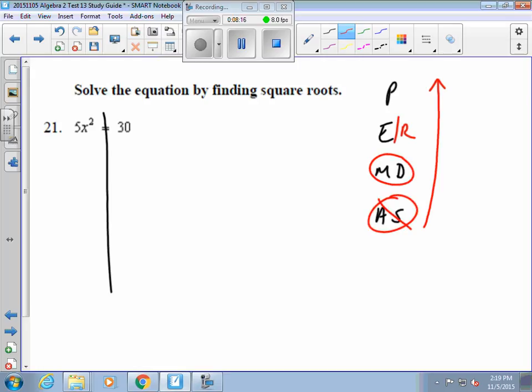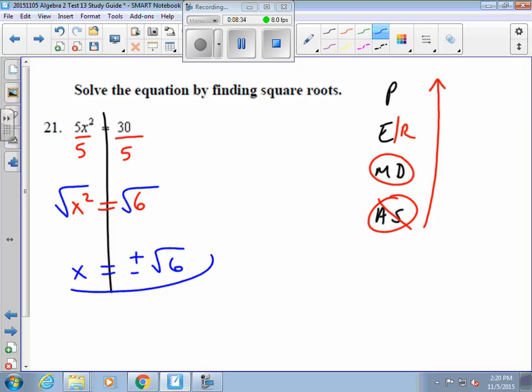5 times x squared is next, so undo 5 times by dividing by 5. Do it here as well. X squared is equal to 6. Get rid of x squared by taking the square root. If you do it to the left, again, do it to the right. So x is equal to both positive and negative square root of 6.